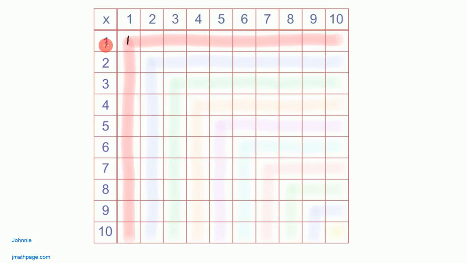Let's keep going. 1 times 2 equals 2. 2 times 1 equals 2. 1 times 3 equals 3. 3 times 1 equals 3. 1 times 4 equals 4. 4 times 1 equals 4.